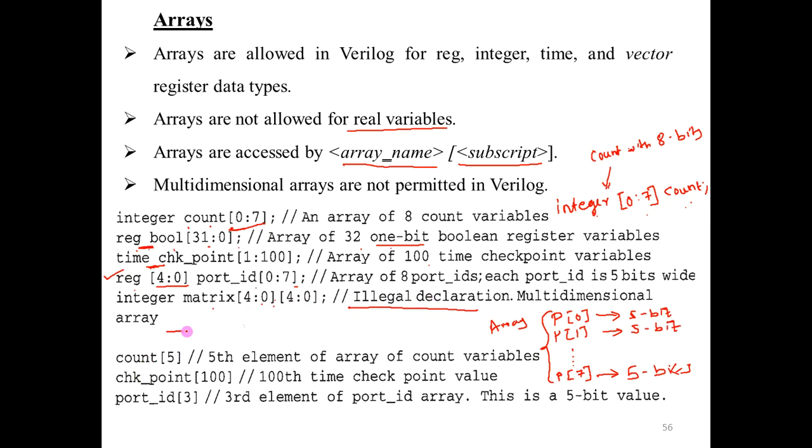Okay. Next, this is a different section. Count of 5 means the fifth member of the array of count variable. Here I am having count of 0, count of 1, count of 2, up to count of 7. So count of 5, that particular array member I am referencing. Checkpoint of 100 means that particular array member I am highlighting. Port ID of 3 is this one, and that particular 5-bit value I am referencing.